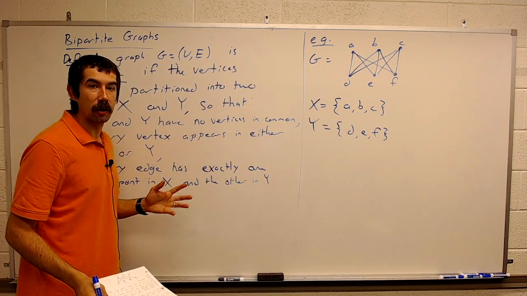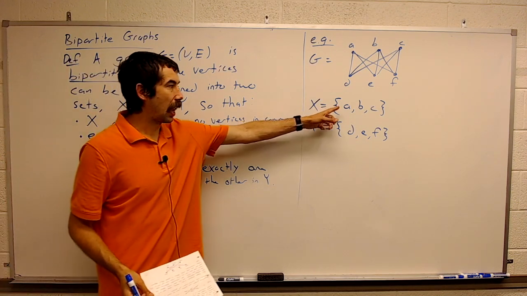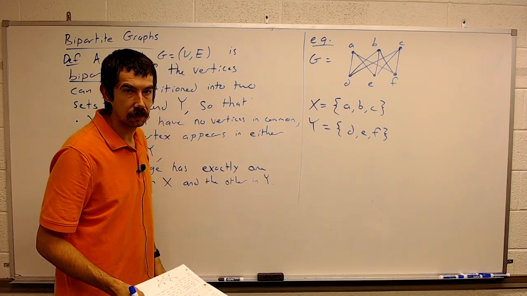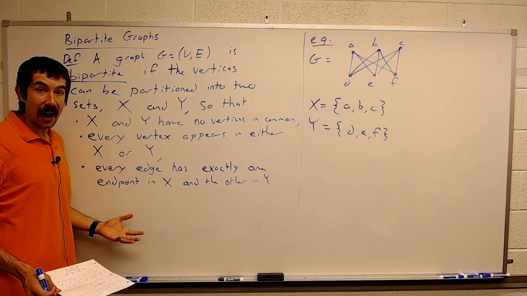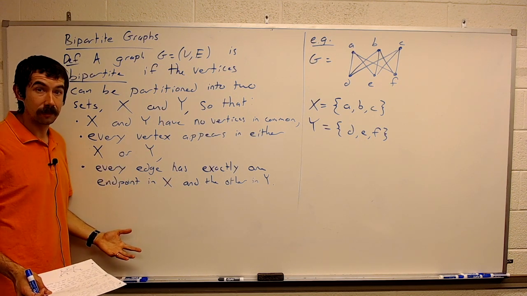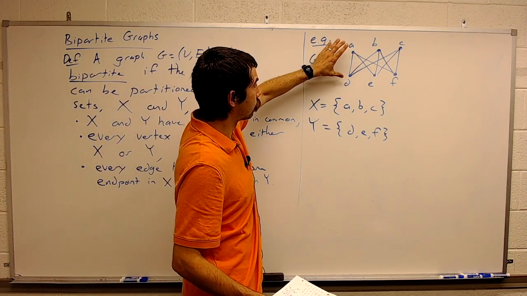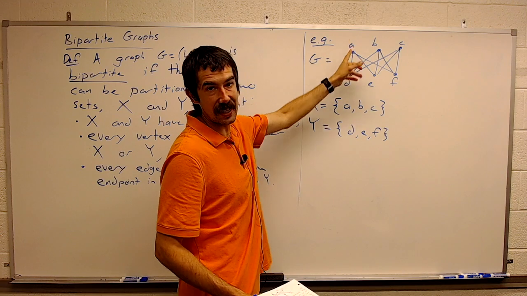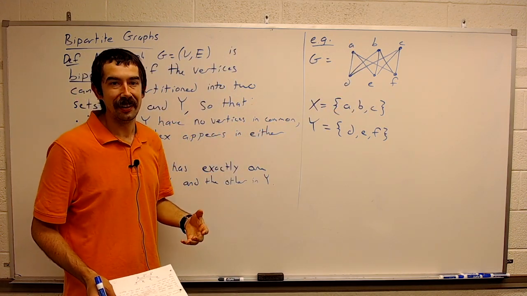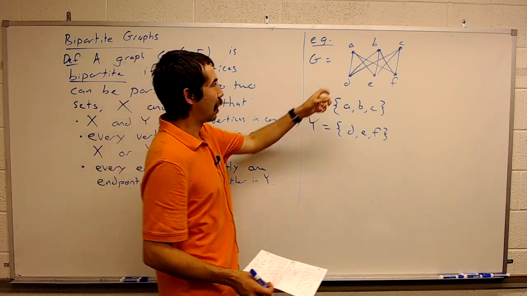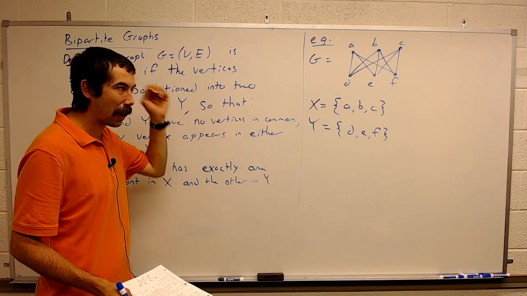we could see that all three of the conditions are satisfied. Right? There's no overlap in these two sets. Every vertex is either in X or in Y. And then we can check there's no edge that goes from X to X or Y to Y. Every edge has one of its endpoints in X and the other one in Y. Okay, so this is a bipartite graph.